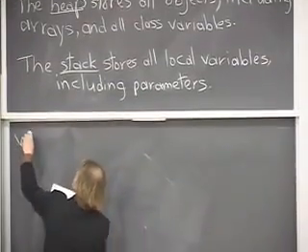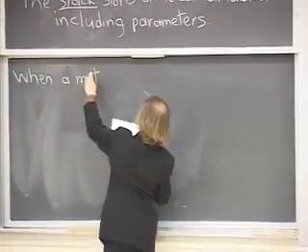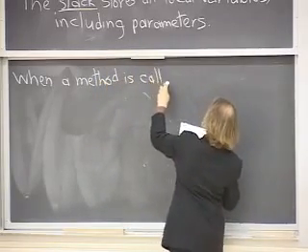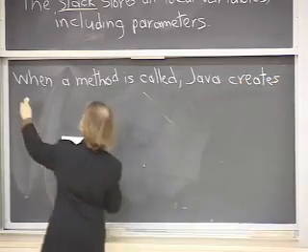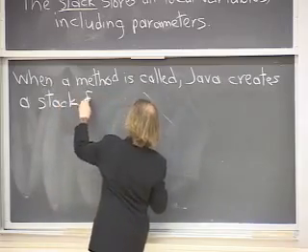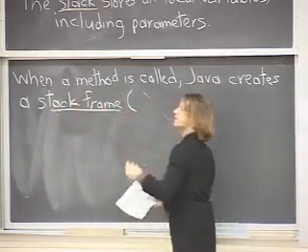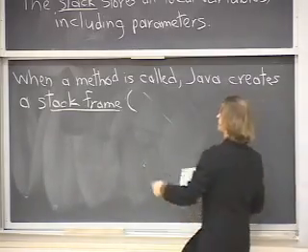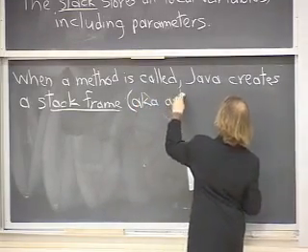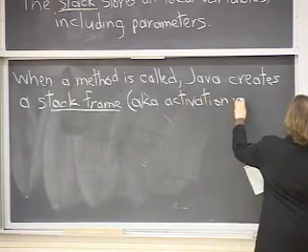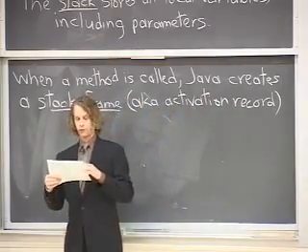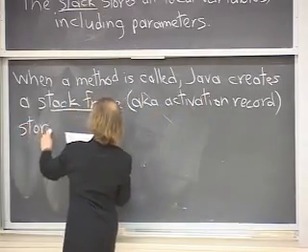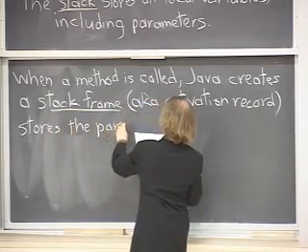First of all, when a method is called, Java creates a stack frame for that method. Stack frames also have a fancier name. Some people like to call them activation records, I guess because stack frame doesn't have enough syllables and make them feel big enough. So what is a stack frame for? Its job is to store all the parameters and local variables for that method call.